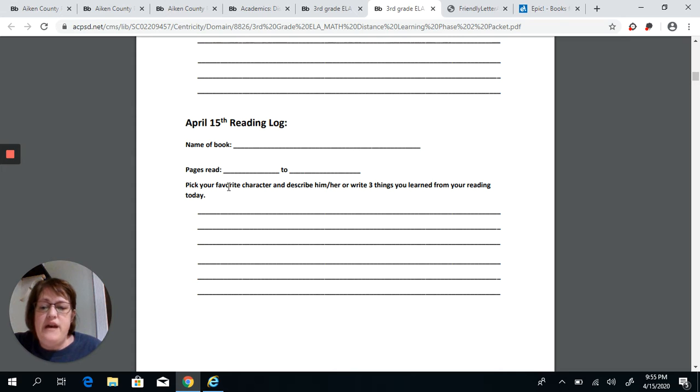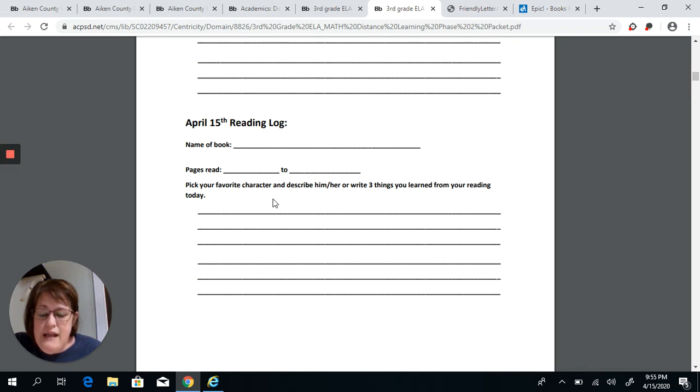Here it says to pick your favorite character and describe him or her, or write 3 things you learned from your reading today. They're giving you an option depending on what you actually read. So let's say that you read nonfiction, or if you're in the middle of reading a nonfiction book, you can write down 3 new interesting facts that you learned or something new that you learned in the book. But if you're reading a fiction book, then you could pick your favorite character in that book and describe him.